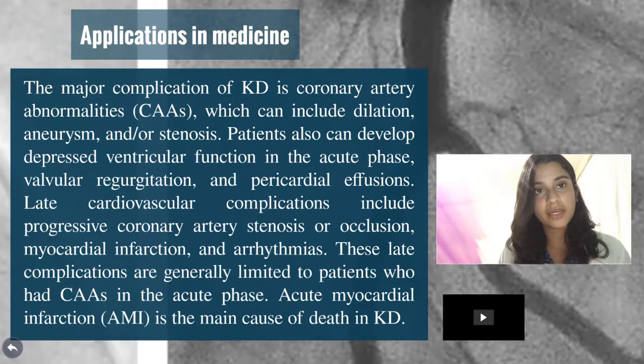The major complication of KD is coronary artery abnormalities, which can include dilation, aneurysm, and/or stenosis. Patients can also develop depressed ventricular function in the acute phase, valvular regurgitation, and pericardial effusions. Late cardiovascular complications include progressive coronary artery stenosis or occlusion, myocardial infarction, and arrhythmias. These late complications are generally limited to patients who had CAAs in the acute phase. Acute myocardial infarction is the main cause of death in KD.